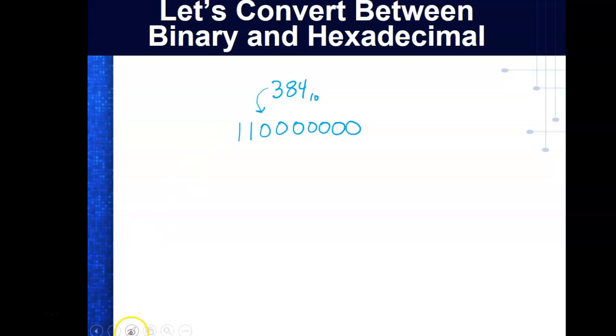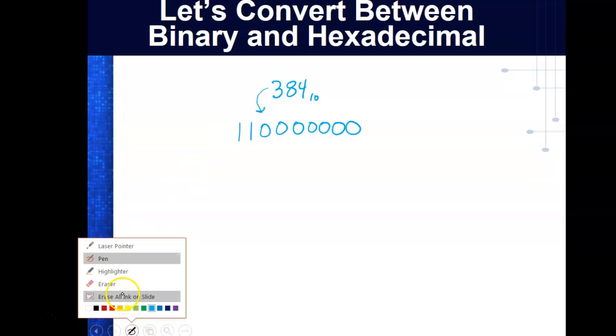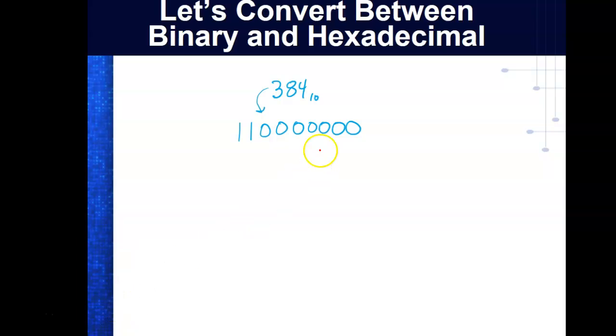If I was going to go to hexadecimal, I would split this up into groups of 4, starting with the least significant bit: 1, 2, 3, 4, 1, 2, 3, 4, and then we'd write down the equivalent, right? What would that be? That'd be 180 base 16.